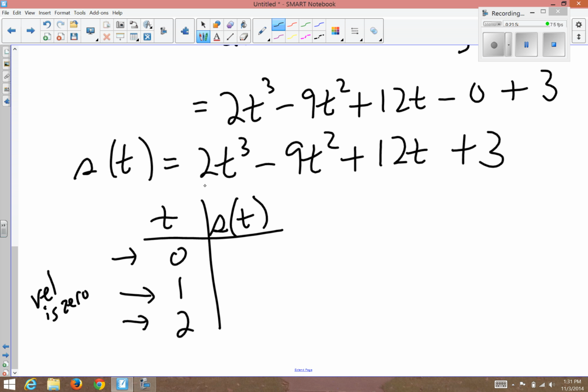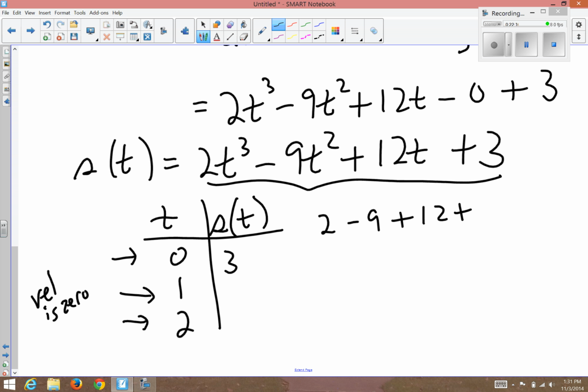When t is 0, plug 0 into that, you get 3, which is what we're supposed to get. That's actually given. When t is 1, this will be 2 minus 9 plus 12 plus 3. That's 15, 17, minus 9 is 8.